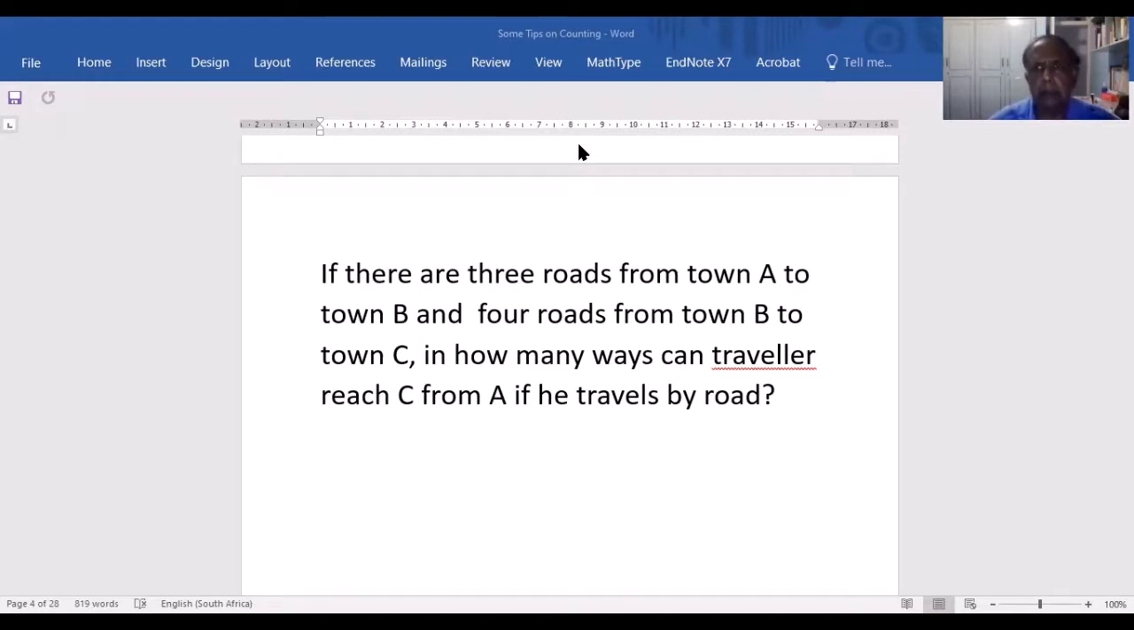Let's unpack this question. What is it saying? You've got three towns, it seems, A, B, and C. And let's put a little dot here to show the towns, A, B, and C. Right. So there are three roads from A to B. Let's just indicate those roads like this. Okay, so there are three roads from A to B. And there are four roads from B to C. So let's construct those roads like the way we did from A to B. So you have four roads going from B to C.